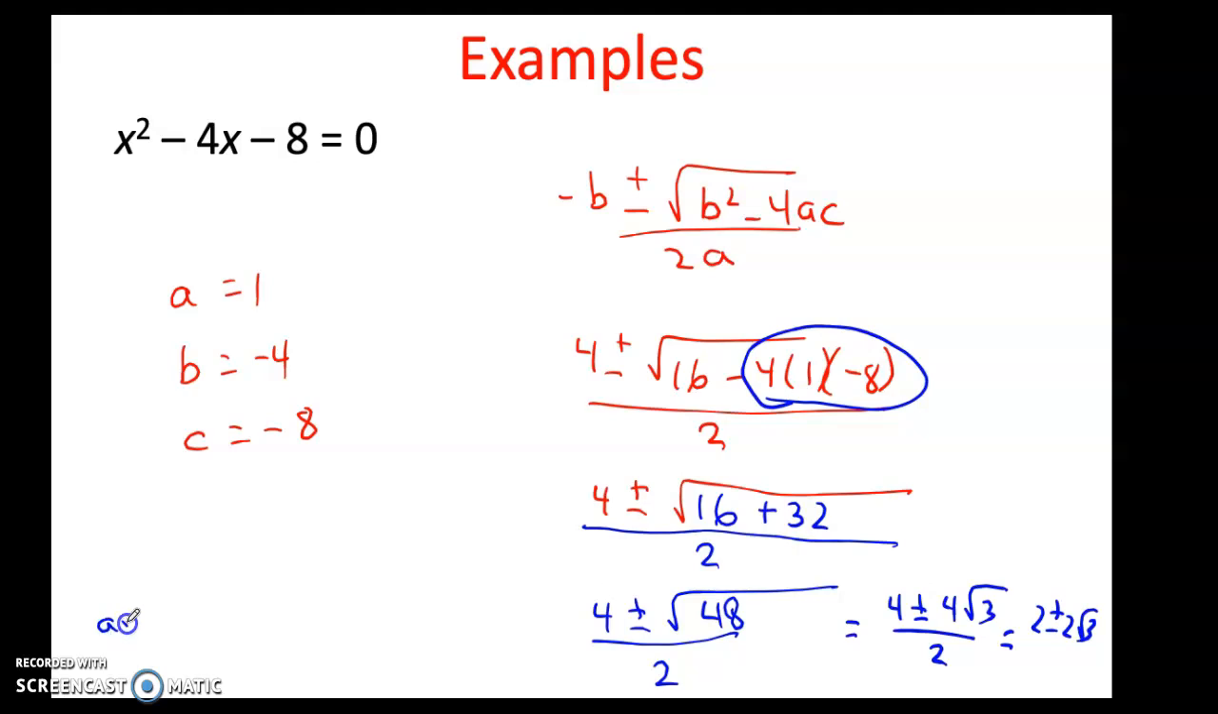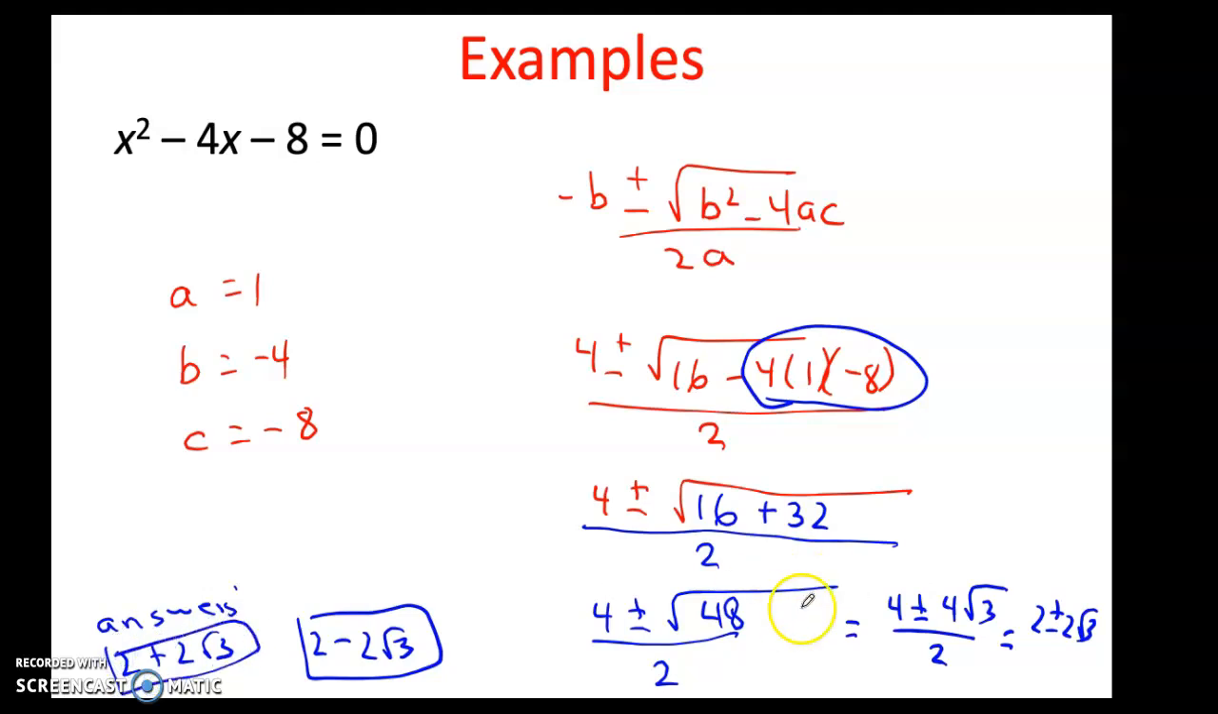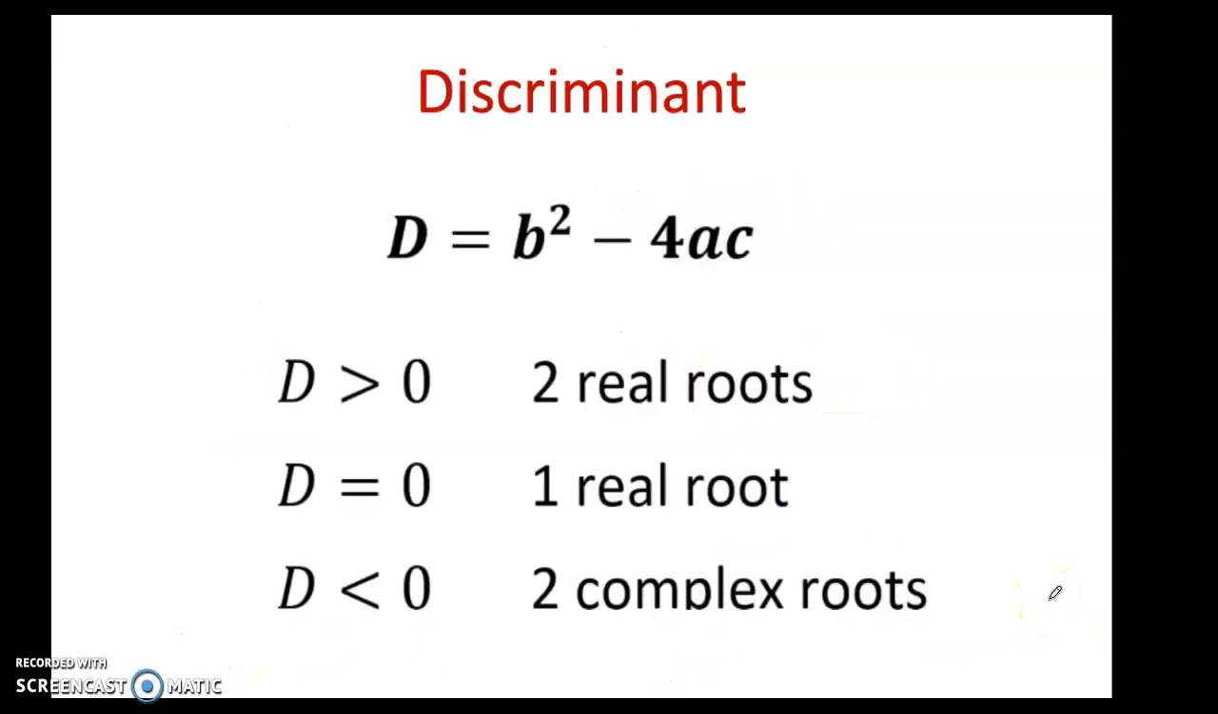So the answers, and you can keep it as plus or minus, but just so you can see this, the answers are going to be 2 plus 2 root 3 and 2 minus 2 root 3. So you have two real number answers here. And I have no problem if you keep your answer as 2 plus or minus 2 root 3 because we cannot simplify that. So that's Algebra 1.